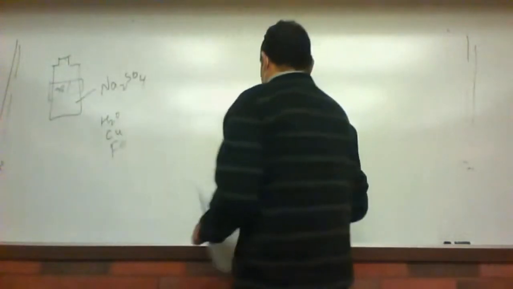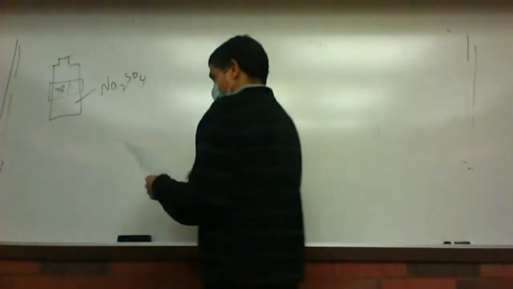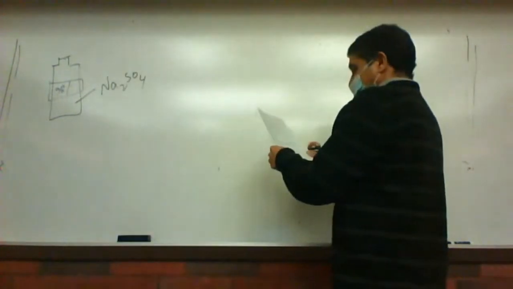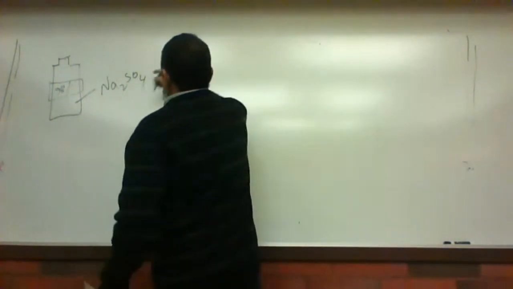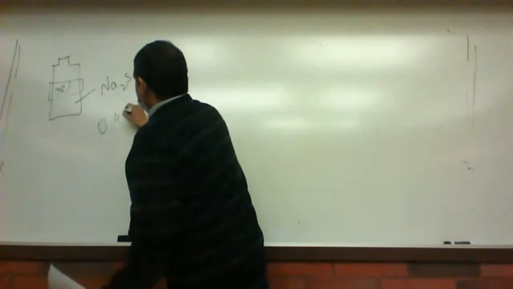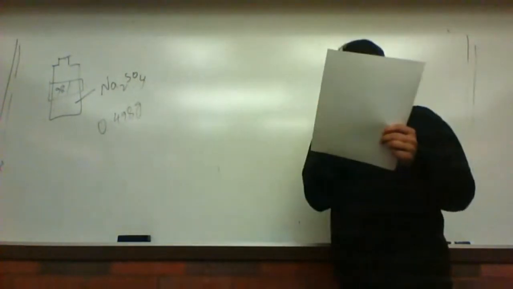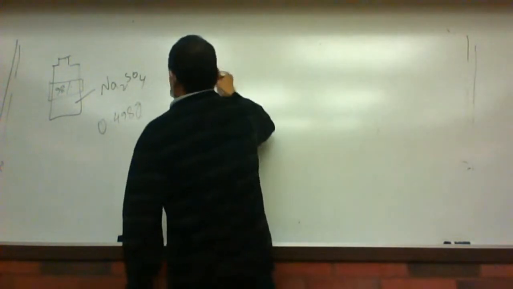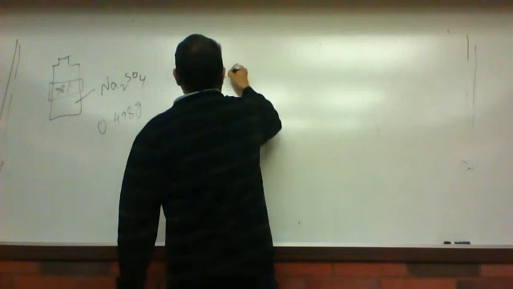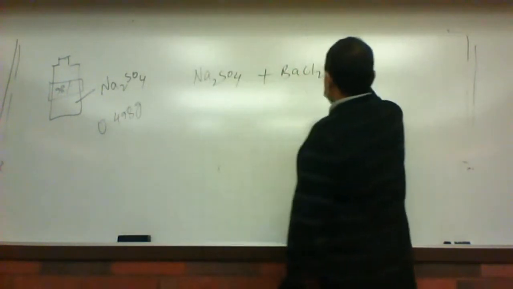So what is the purity of this one? Our job is to find the purity of this sodium sulfate. What he did is, he took 0.498 gram of sodium sulfate. Let's write the reaction first. He took that sodium sulfate, Na2SO4, and reacted it with barium chloride.